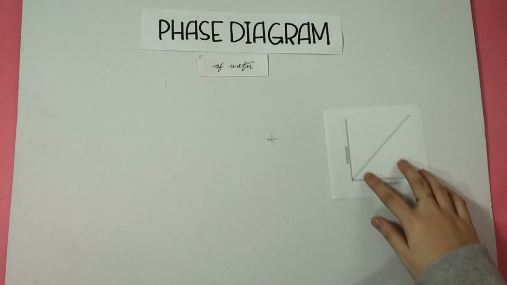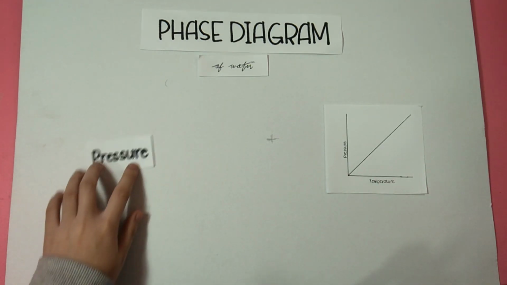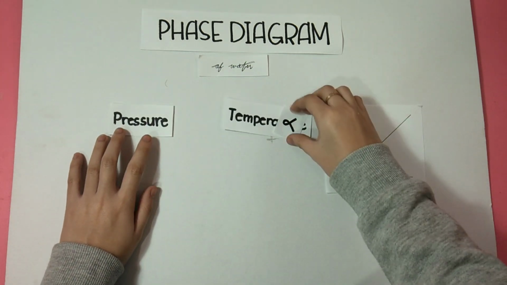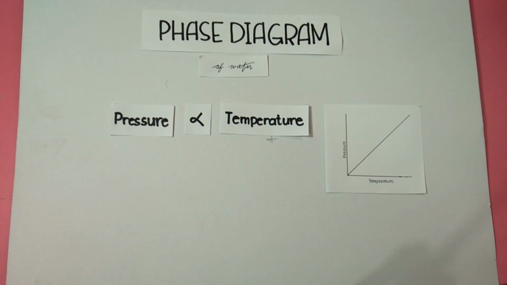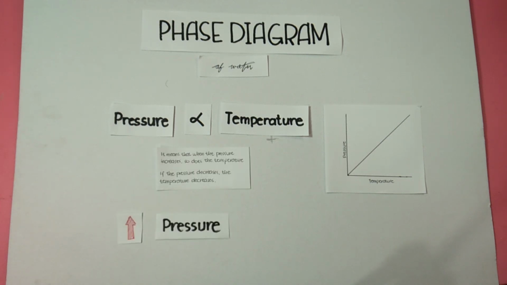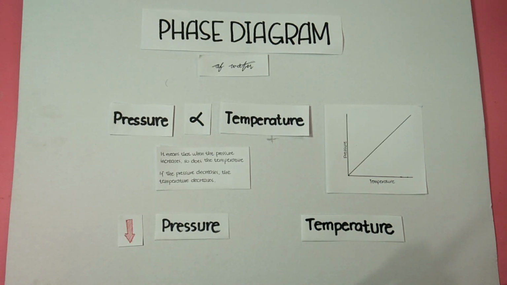We can see the phases we would expect at a particular atmospheric pressure and temperature. Pressure is proportional to temperature. It means that when the pressure increases, the temperature increases. When the pressure decreases, the temperature decreases.